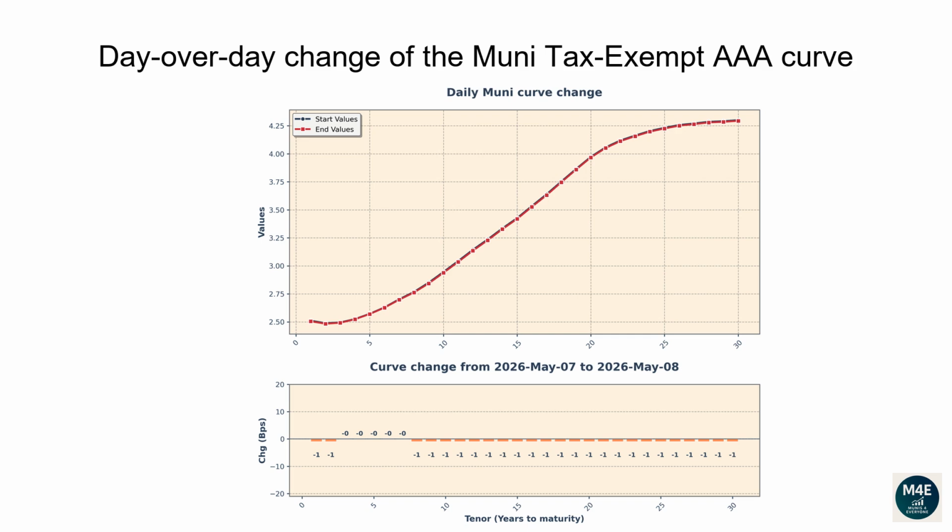Let's now go over how the Muni AAA tax-exempt curve has changed since the prior business date. The graph displayed on the top-hand side shows the most recent curve versus the prior day curve. The bar plot on the bottom-hand side shows instead the difference between the two curves in basis points. As we can see, the entire Muni yield curve moved lower between 0 and -2 basis points.